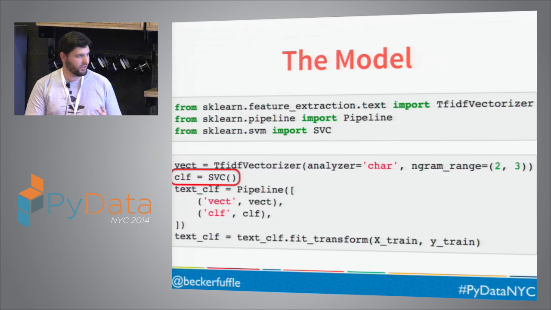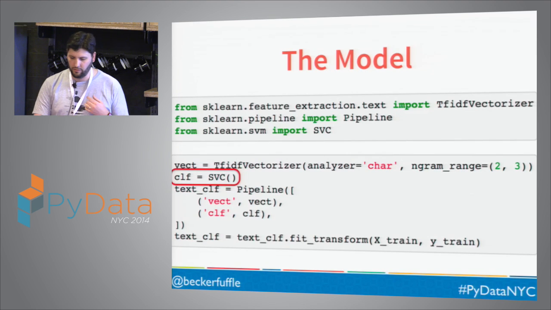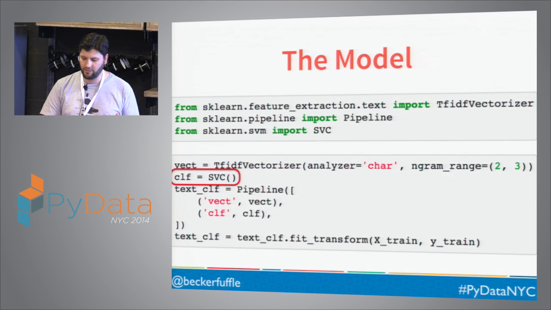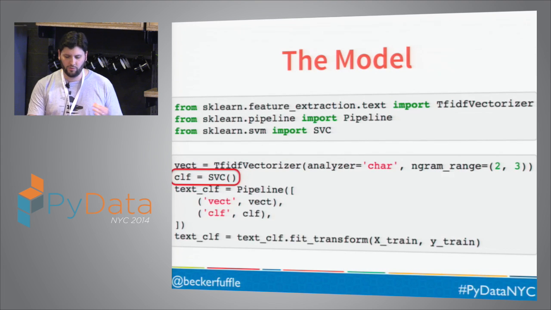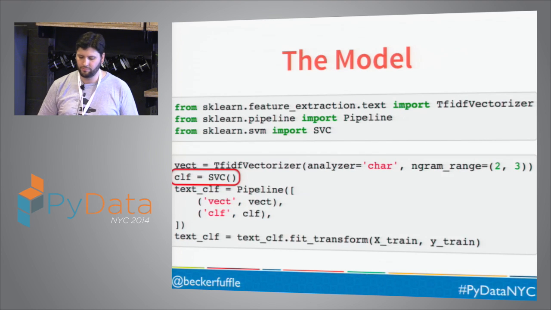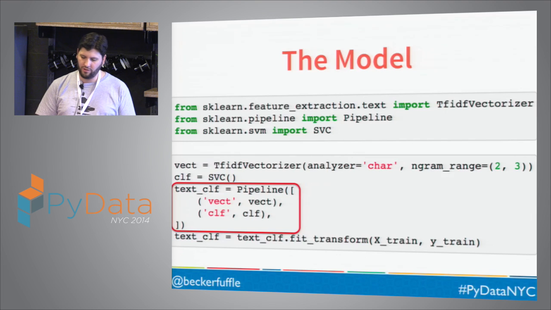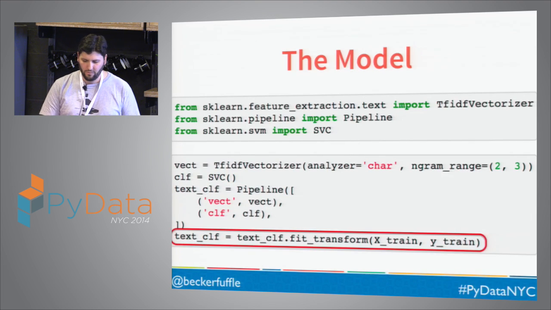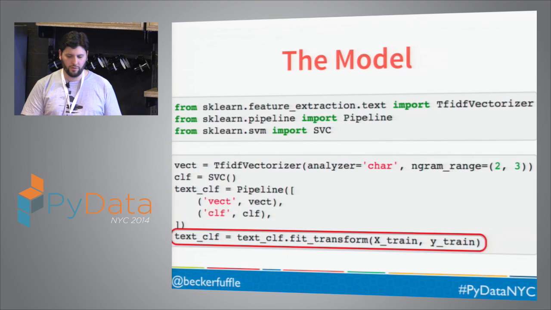SVC is a classification algorithm, and it stands for Support Vector Classifier. It takes numerical data as input into its fit method, and once fitted, SVC can predict the label of new data points. Again, the pipeline understands how to properly connect the output of our vectorizer to the input of our classifier. So all that's left to do is fit our data on our model.